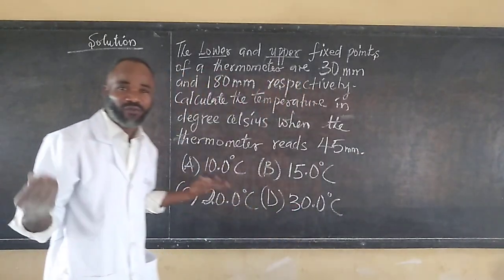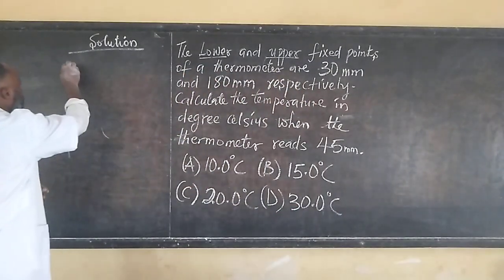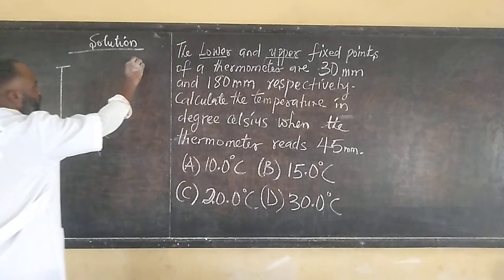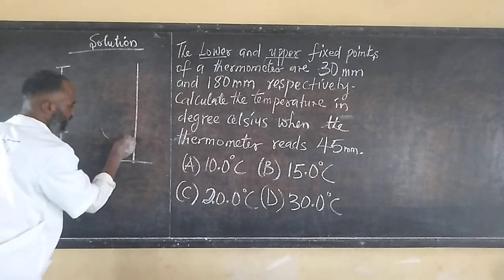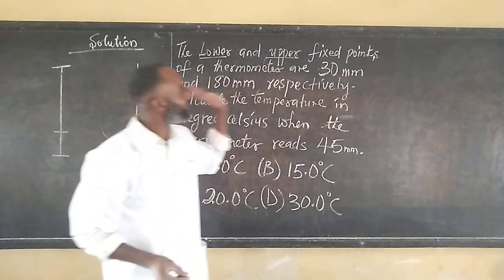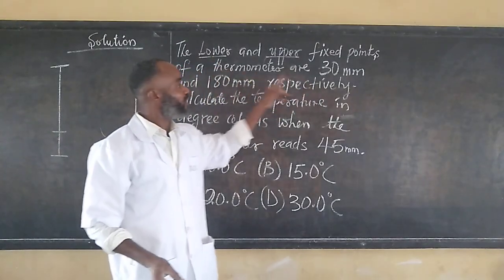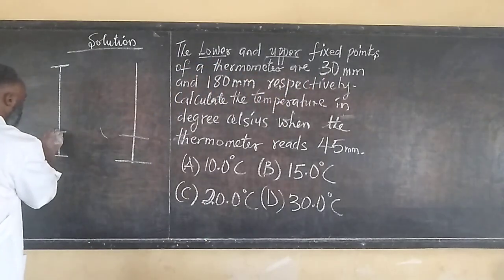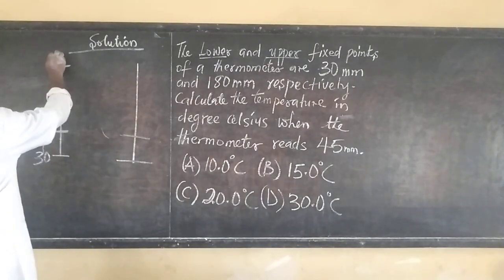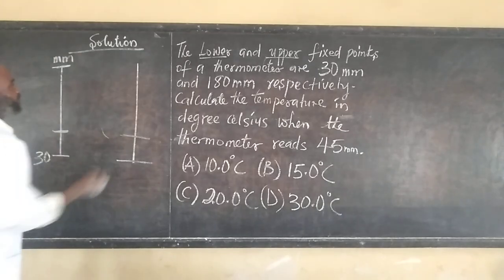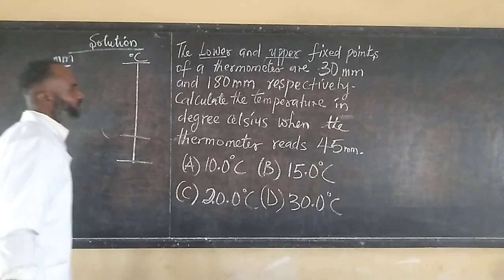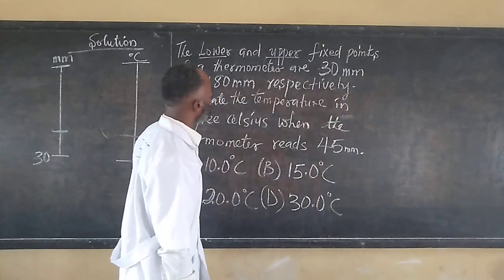So what do we do? Very simple. Draw the faulty thermometer first of all, and also draw the functional thermometer second. The faulty thermometer reads at its lower fixed point 30. So here is 30. The scale of measurement here is millimeter. The scale of measurement here is degrees Celsius. Good. So let's go.